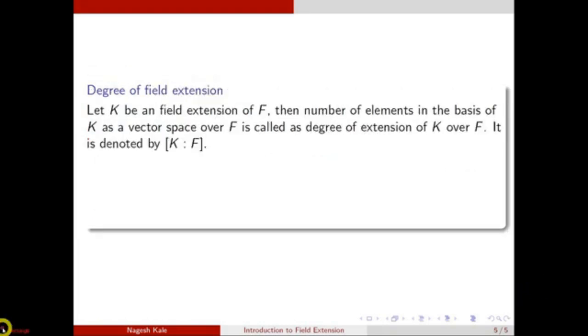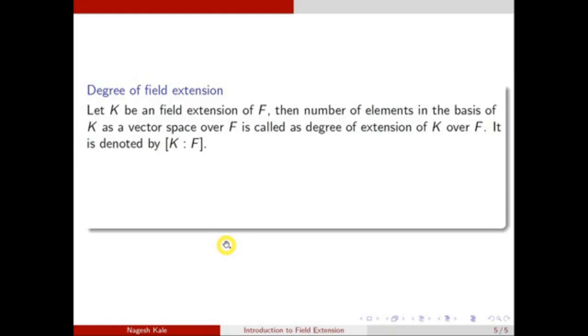Now let me come to the final discussion of my lecture, that is degree of field extension. So let K be a field extension of F. I have already told you what you mean by field extension. K is a bigger field than F and it contains F. Then, already I have told you that every field is a vector space over its subfield. So obviously K is going to be a vector space over F. Then it must have a basis.